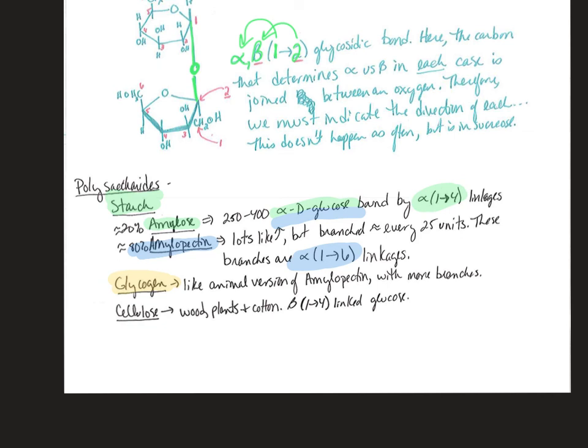And finally, we have cellulose. This is different. This isn't an alpha 1,4 linkage. This is a beta 1,4 linkage. Since we don't have the enzyme to break that down, we can't. We can only deal with the alpha 1,4 linkages. So that's the reason why you can't go chew on a tree and get energy from it.